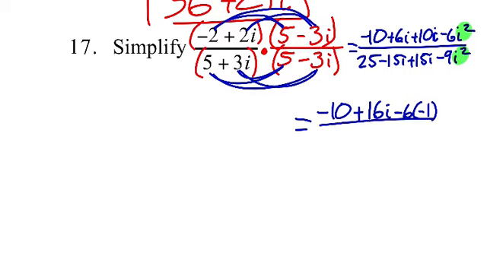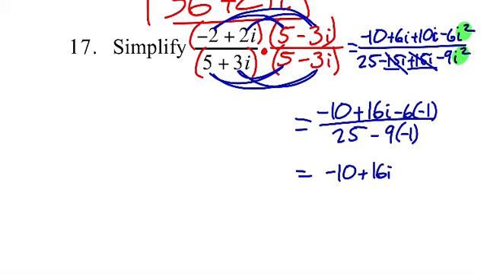In our denominator, we've got 25, nothing like it yet. We've also got minus 15i plus 15i. Those immediately cancel each other off. And we still have that minus 9i squared, or minus 9 times negative 1. So I'm going to take one extra step that I won't normally take. Negative 10 plus 16i, and that negative 6 times negative 1 gives us plus 6. In our denominator, we've got 25 minus 9 times negative 1, or plus 9.